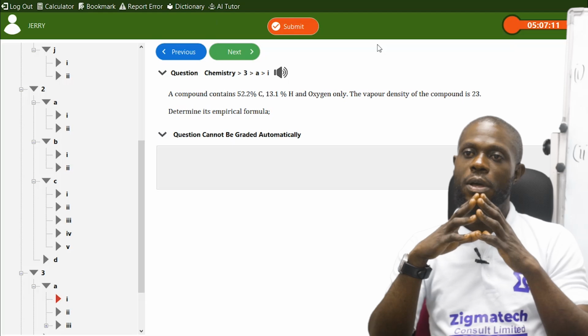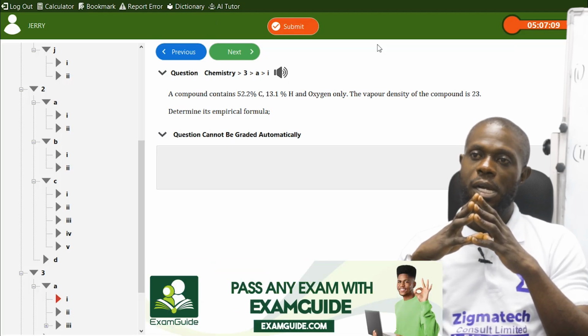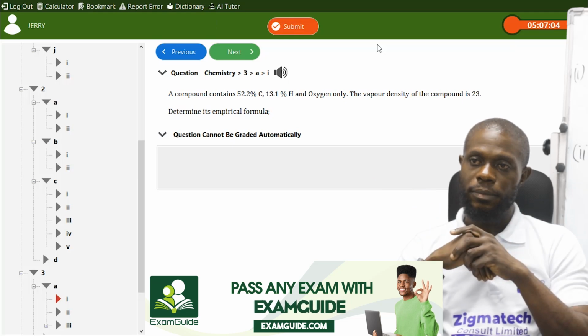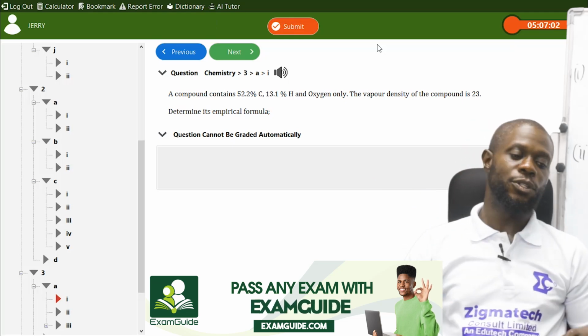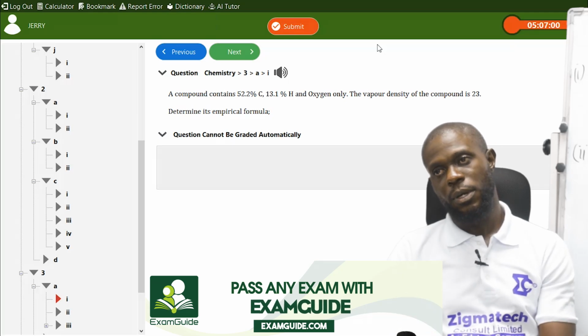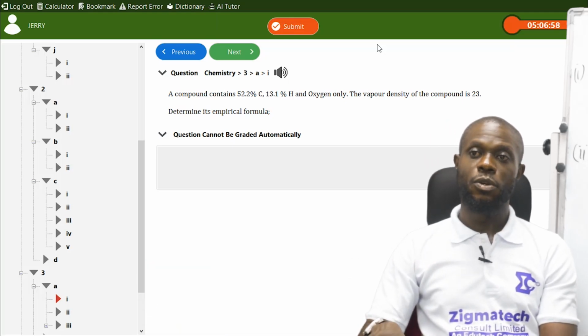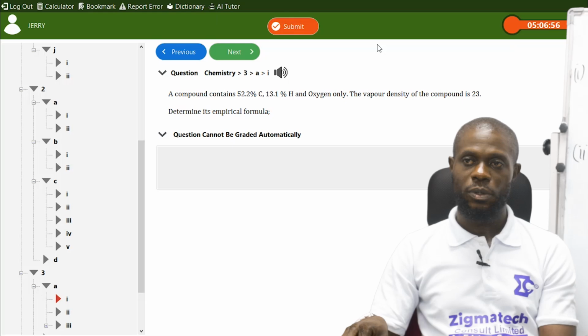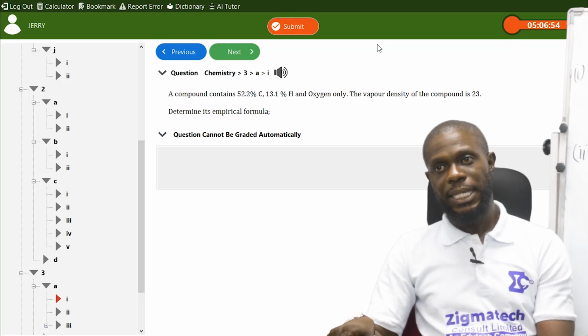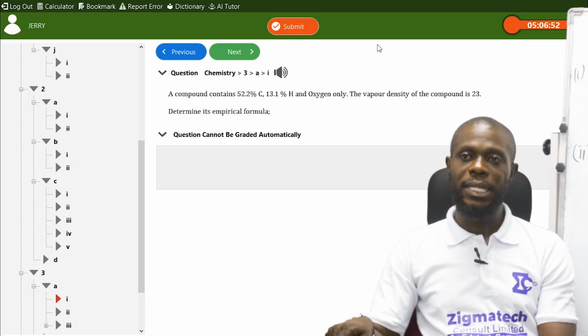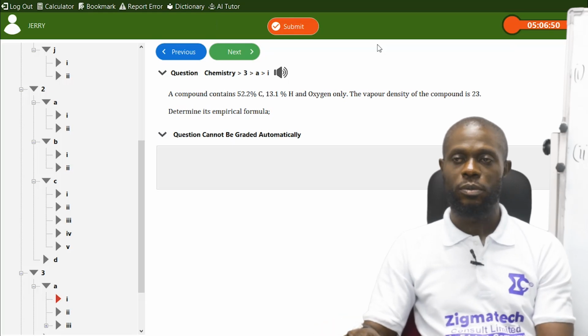Now, vapor density is the molecular mass divided by 2. So if they say find the vapor density of a substance, you take the molecular formula and divide by 2. So if the vapor density is already given, then that means the vapor density came from dividing by 2.